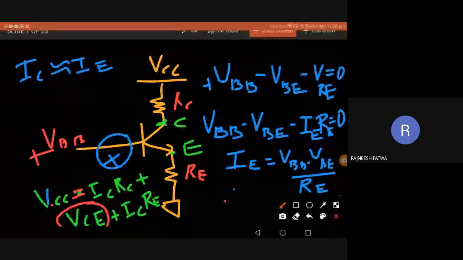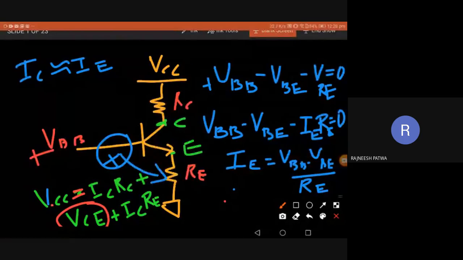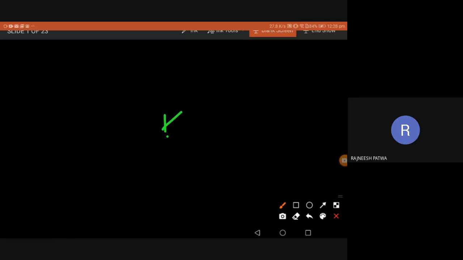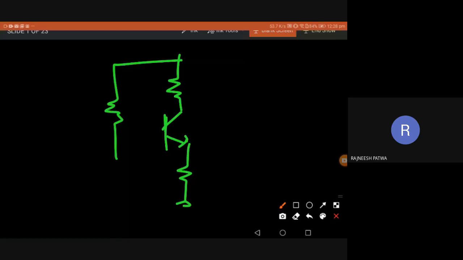Here it is clear we are not using any RB resistance, and the resistance is coming to RE. So it's called emitter bias. Now we'll see a circuit with some RE, which we have already discussed. Here the transistor, the RC, and RE also. Now I need to put some base bias, so I'm giving some kind of RB also. This is called voltage divider bias.